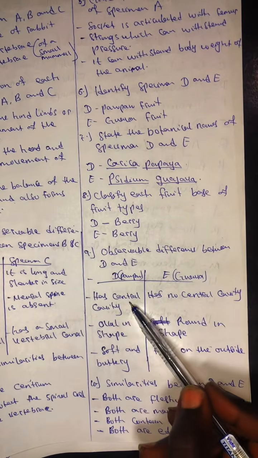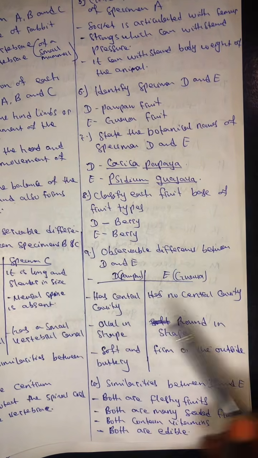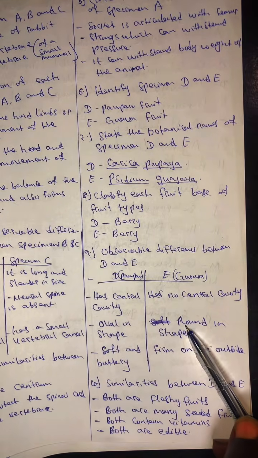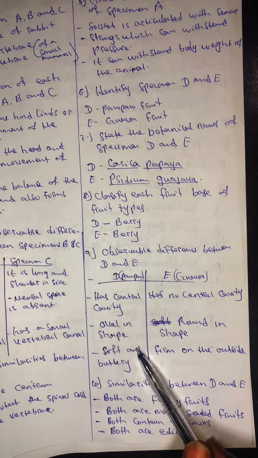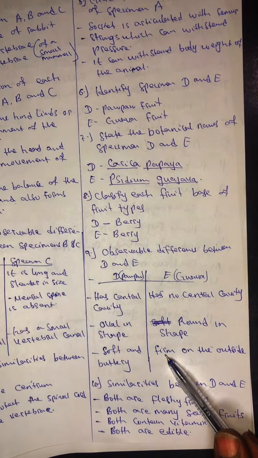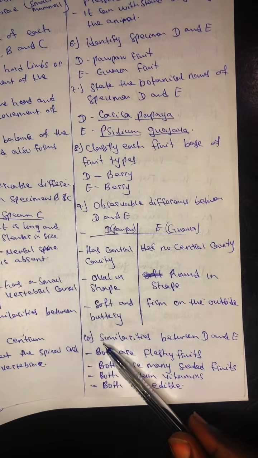Specimen D has central cavity like a hole, while this one has no central cavity. Pawpaw is oval in shape, and the other one is round in shape, which is guava. Soft and buttery, meaning if you press it, it looks as if it's a butter, while this one is firm on the outside. Now let's look at another form of question that may occur.